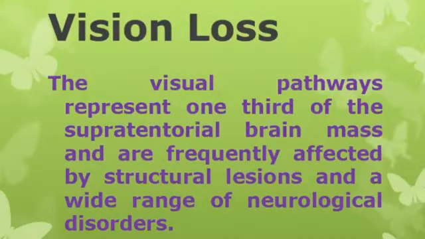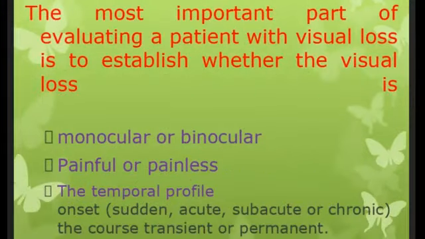Now we talk about visual loss. The visual pathways represent one third of the supratentorial brain mass and are frequently affected by structural lesions and a wide range of neurological disorders. The most important part of evaluating a patient with visual loss is to establish whether the visual loss is monocular or binocular, painful or painless, the temporal profile, which means onset, sudden, acute, subacute, or chronic, and the course, transient or permanent.